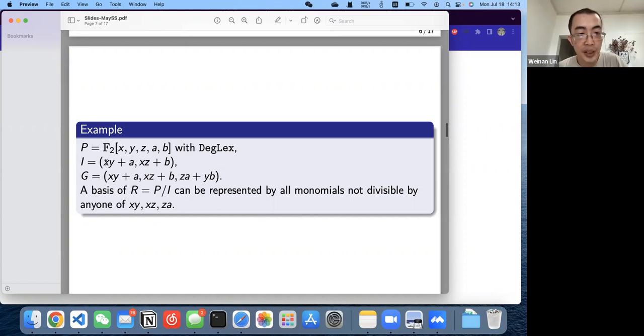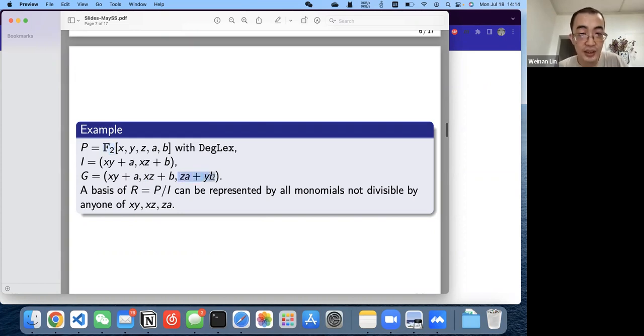And then the ideal here is generated by xy plus a and xz plus b. And then the outcome of the Gröbner basis is this. It is one element more than the original generating set. You have to add this one more element. And the way you get this is simple: you multiply this by z and multiply this by y. And then both leading monomials become xyz, and then you subtract them, you get this. There's no minus sign here because I'm working over prime two here, so plus or minus doesn't matter.